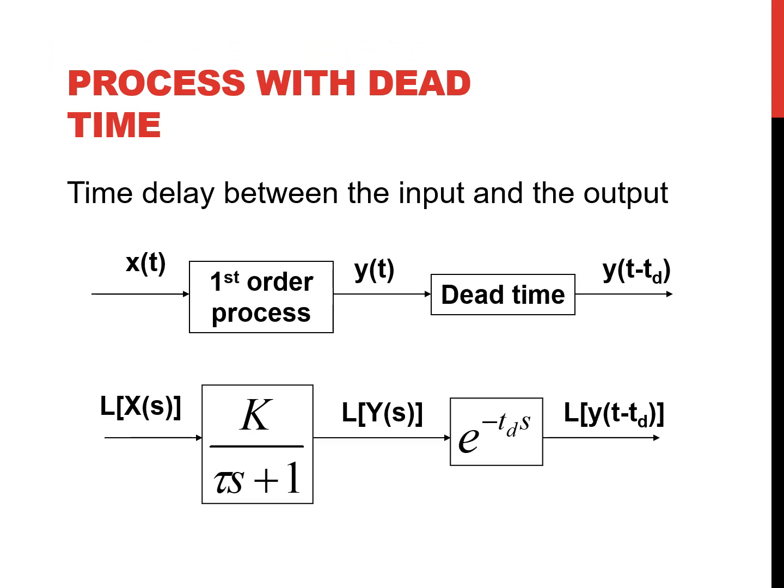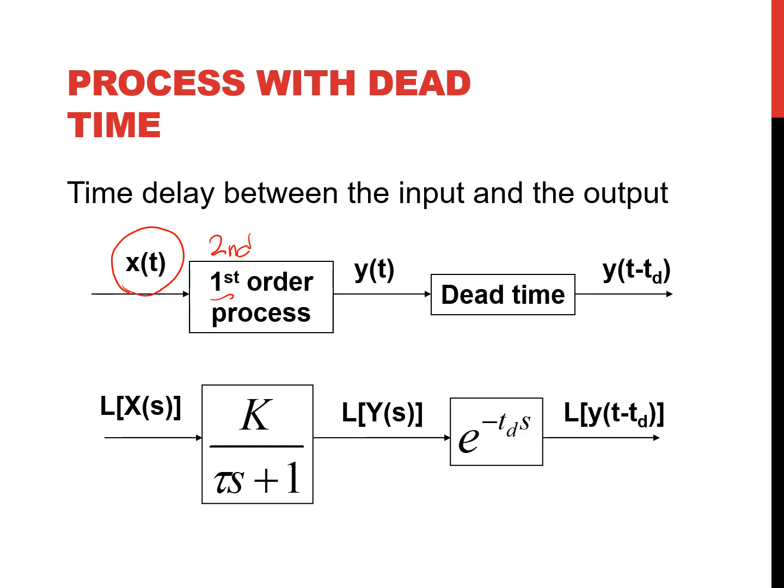So here is the process with the dead time or time delay. The time delay usually occurs between the input and the output. We start with the input x(t). Any input, this input can be the inlet flow rate or the inlet temperature, and then you have the box of the process. It's not necessarily first order, it can be second order or third order. It depends on the type of the process. So based on this process, then you have the output.